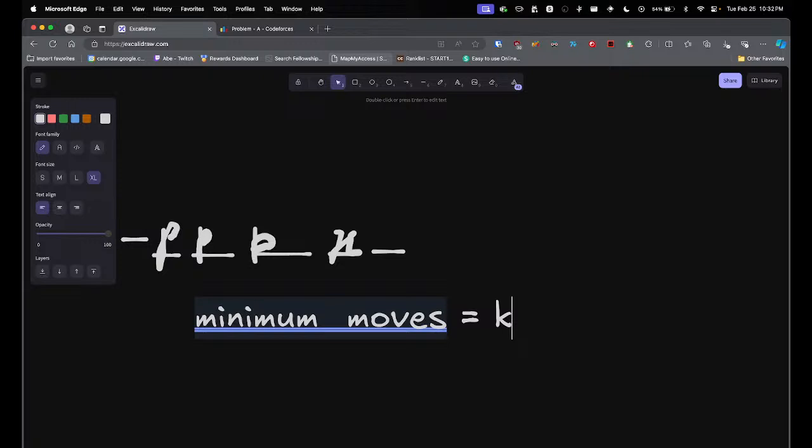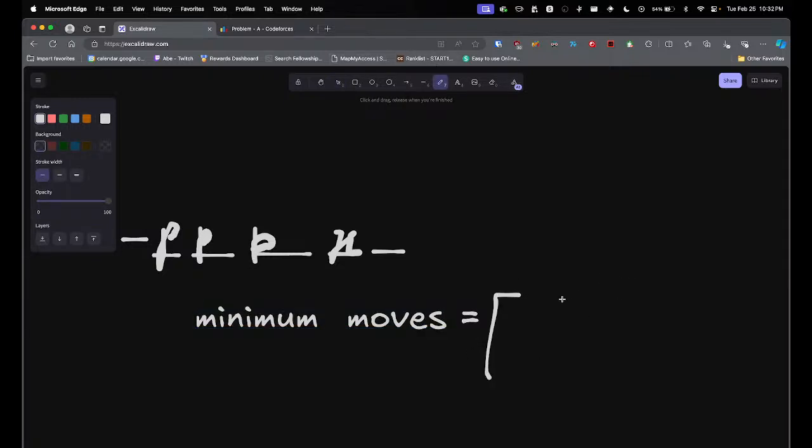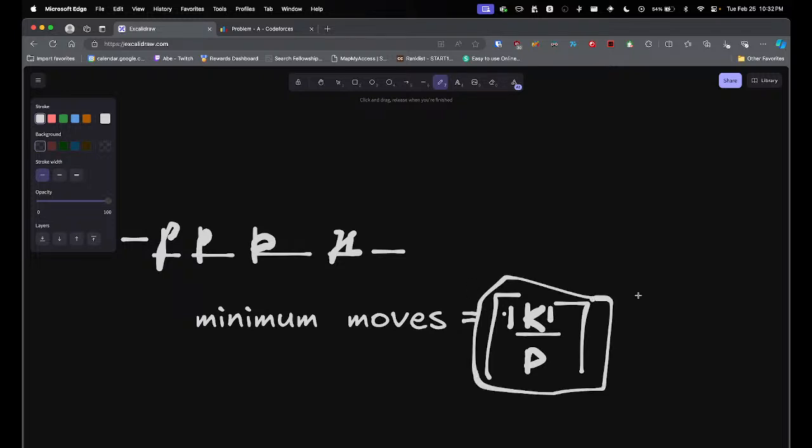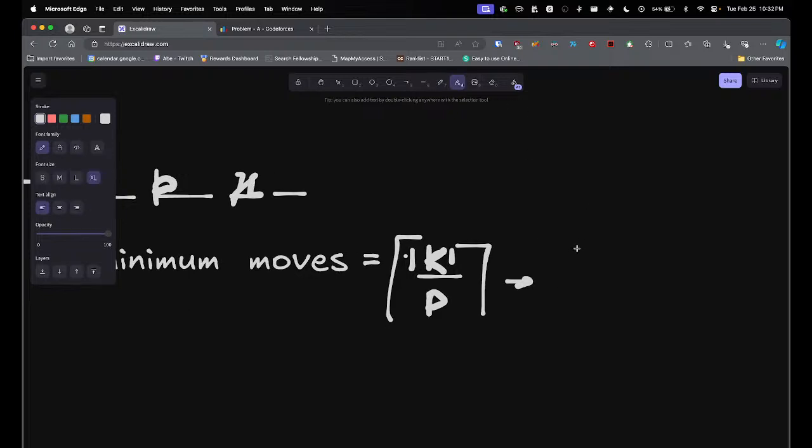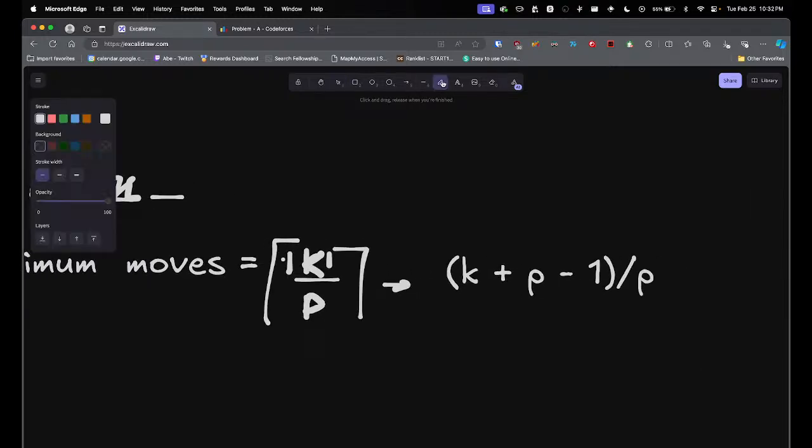the absolute value of k by p, with the ceil function. Basically, if you want to implement ceil in C++, instead of using the ceil function directly, you can do this, (k + p - 1) by p. This does the ceil for you.